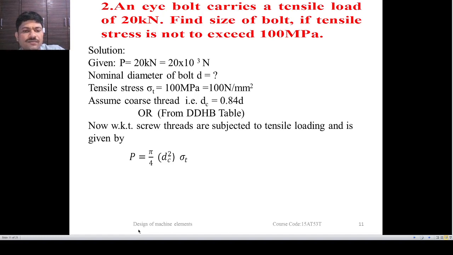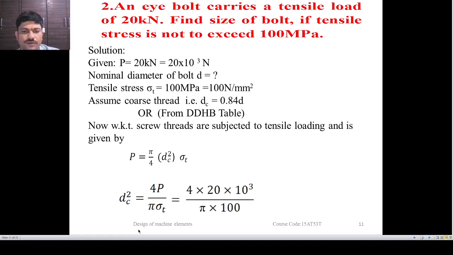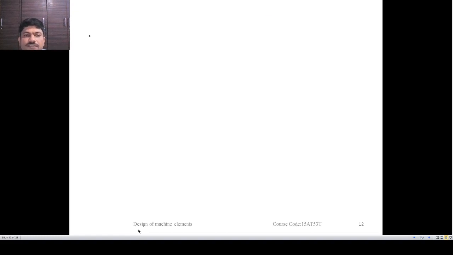Therefore, you rearrange the term for dc square. dc square is equal to 4 P divided by pi into sigma t. Put the value and find out. So you substitute the value, 4 into 20 into 10 raised to 3, and find out the value. After simplification, dc square is nearly 254.61 mm square. So therefore dc is equal to square root of this.